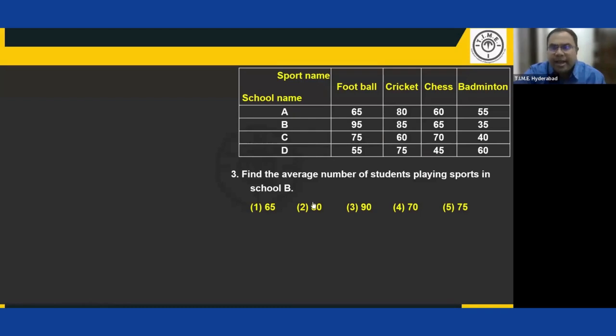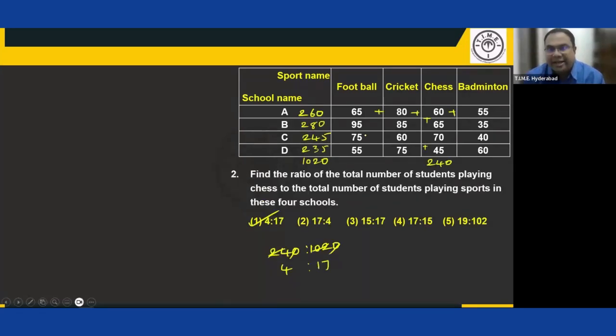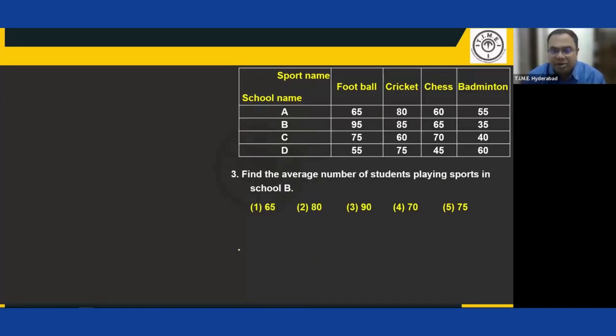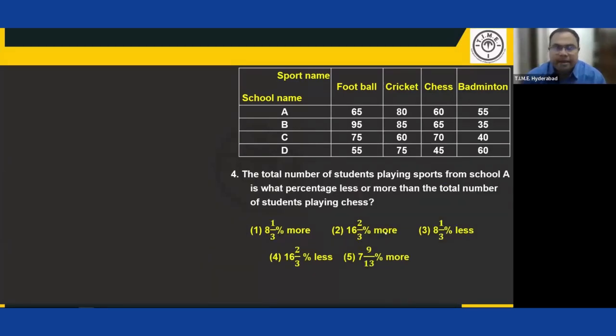Very good. Average number of students playing sports in school B. So what is total of school B? We have already calculated. Don't calculate it again. 280. We have done in the previous question. So 280 divided by 4. It has to be 70. Option 4. Right? Let's move to the next question. Try this. I'm starting the timer now.